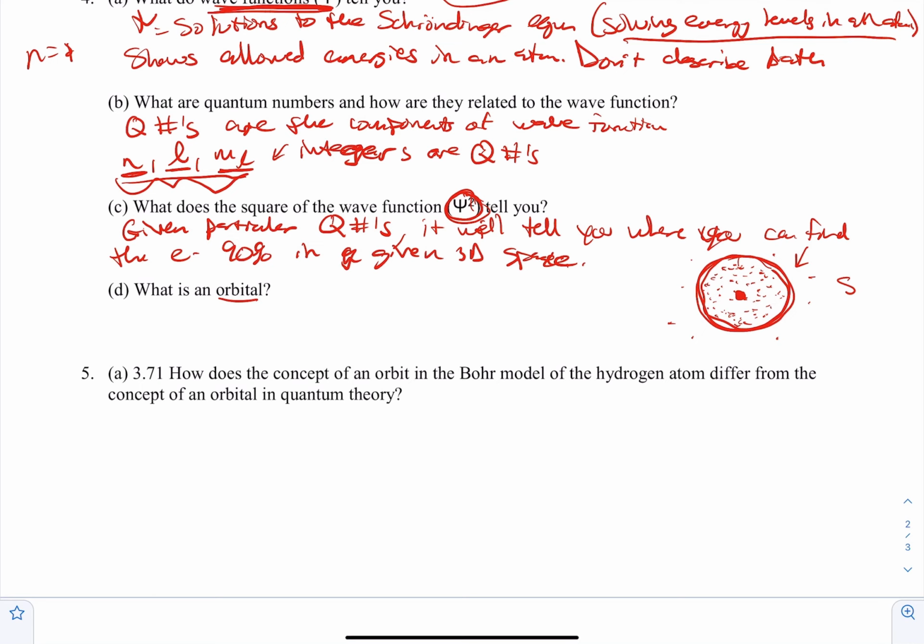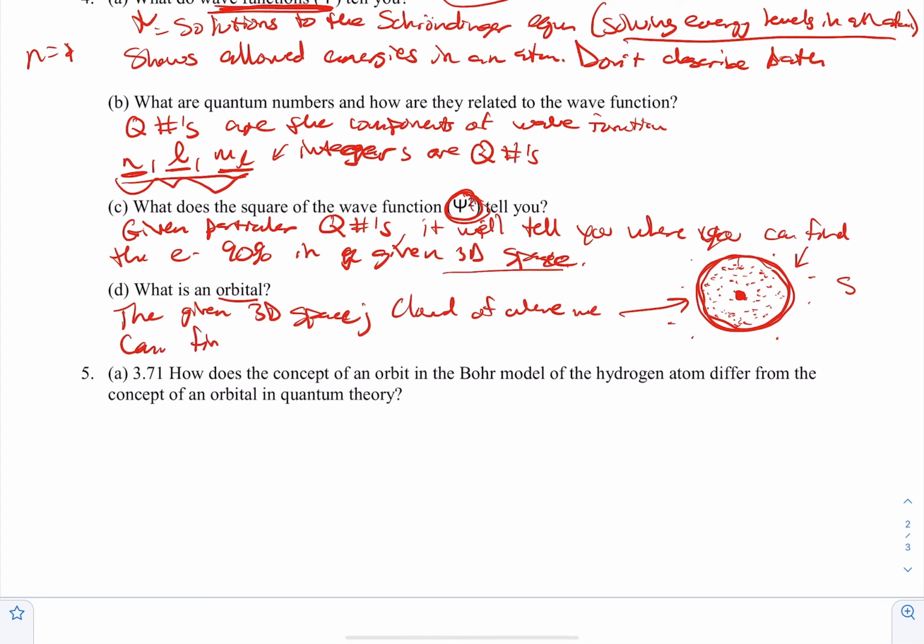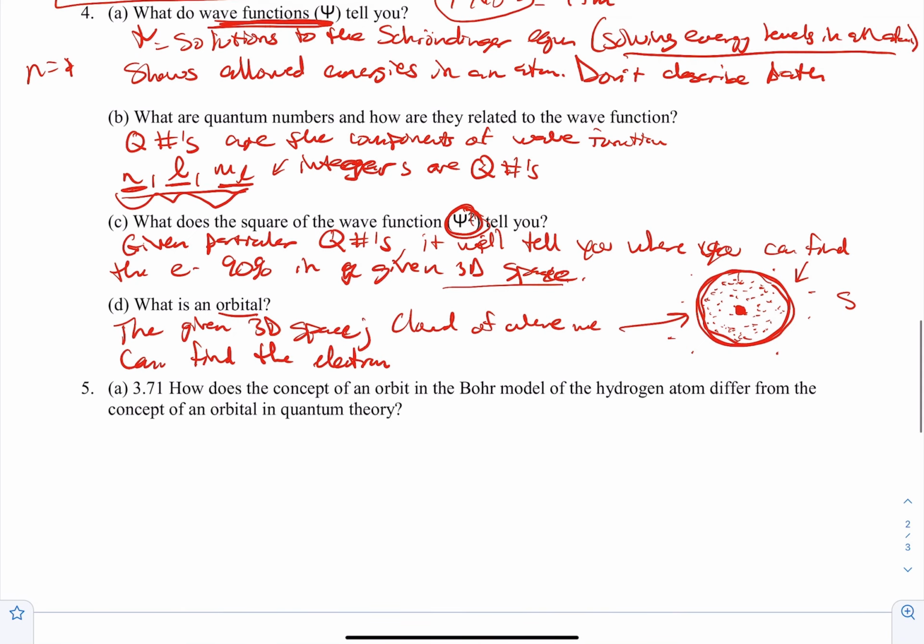So that given 3D space is actually what we call an orbital. I'll just say the given 3D space that we calculated from here. So this is an orbital, and it's kind of like a cloud of where we can find the electron. It differs from orbits, which we'll get to in the next part of the video, in that it's just a cloud. There's no designated path for this electron to travel on. It's just in this region where we think it could be 90% of the time.